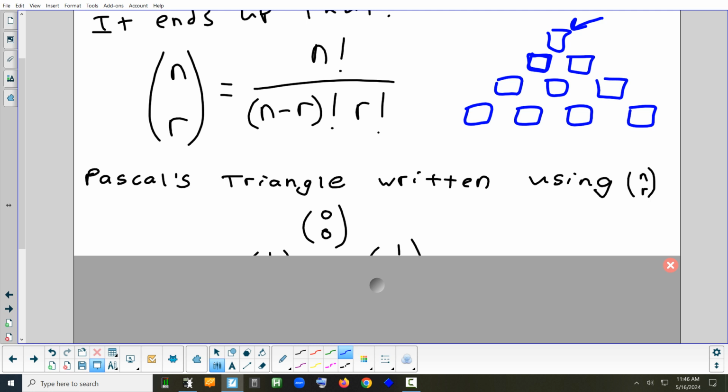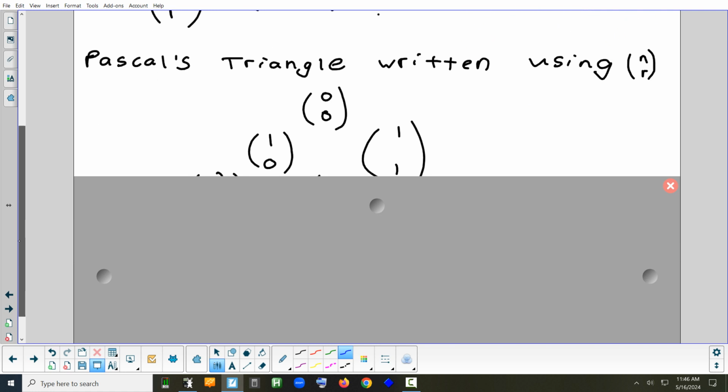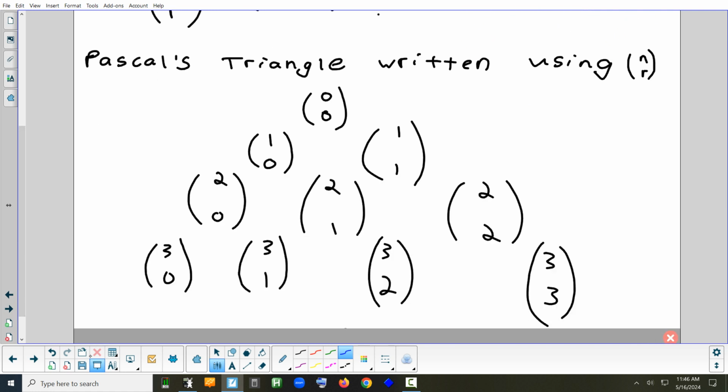What is that position right there? Row 1, column 0. And this one is row 1, column 1. So what I want you to do now is start thinking of Pascal's triangle in terms of row and column position, not in terms of what number needs to be in those spots, because we can figure out the number if we need to. There's Pascal's triangle with our new notation. Row 2, column 0, column 1, column 2. Row 3, column 0, column 1, column 2, column 3.